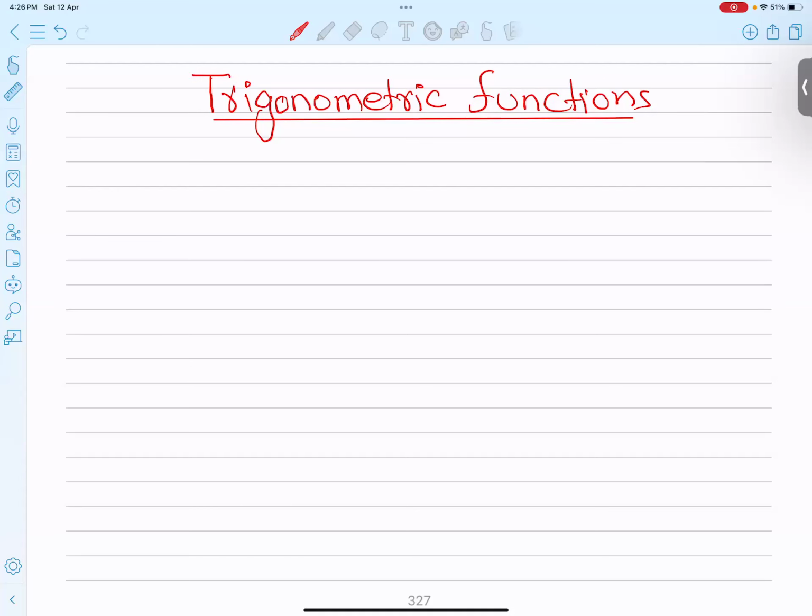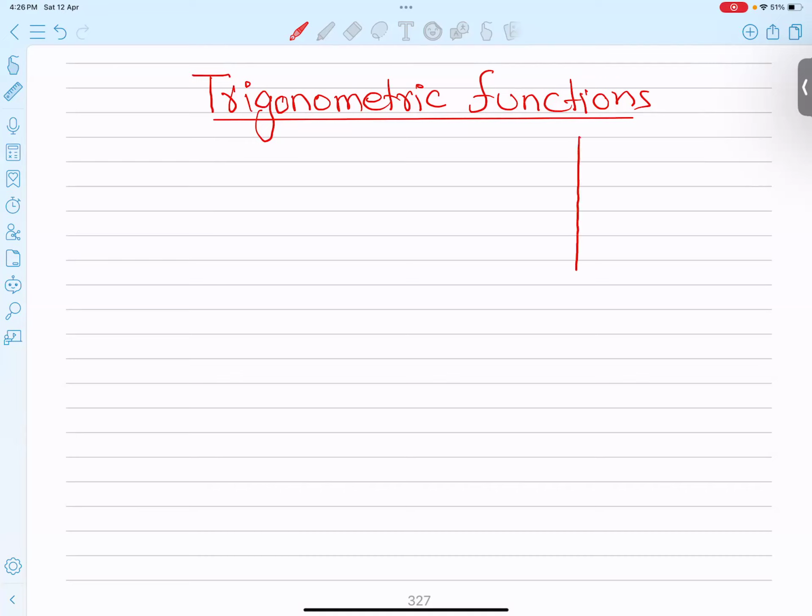Bismillah ar-Rahman ar-Rahim. In this topic we have trigonometric functions, not trigonometry. Trigonometry is the sine rule, cosine rule, bearing, and other things. Here we talk about the sine curve, cos curve, and trigonometric functions. So let's start. I always start like this.